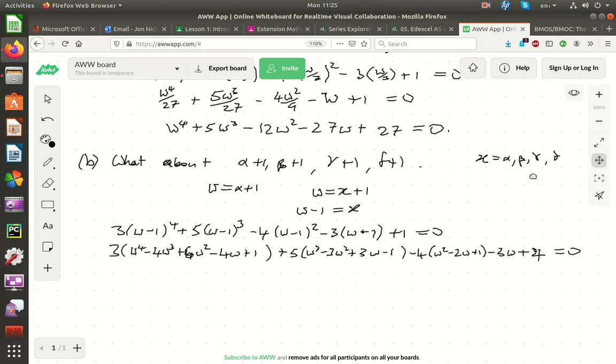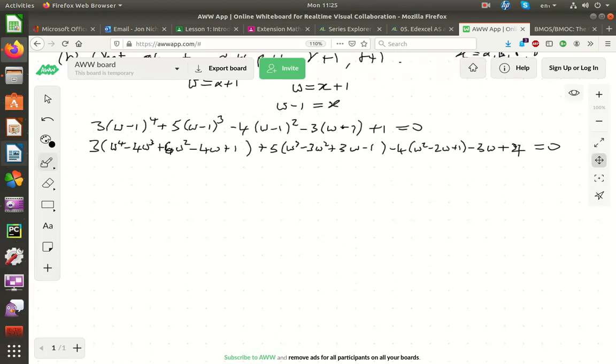Give yourself space. It's one of those questions which goes from one side of your A4 page to the other. Personally, when I'm simplifying that, I'm going to do the ticking approach. So 3w to the 4, dealt with that one. Then I'm going to get minus 12w cubed plus 5w cubed, well, that's minus 7w cubed. Dealt with those. Cross them out or tick them. And then you've got 18w squared minus 15w squared, but that's 3w squared. Oh, but then we've got a minus 4w squared, so that's minus w squared.